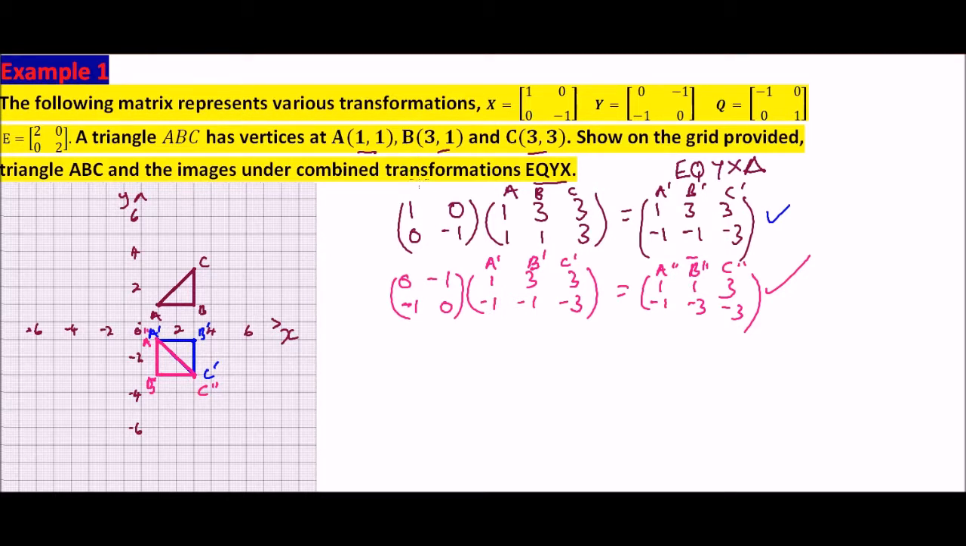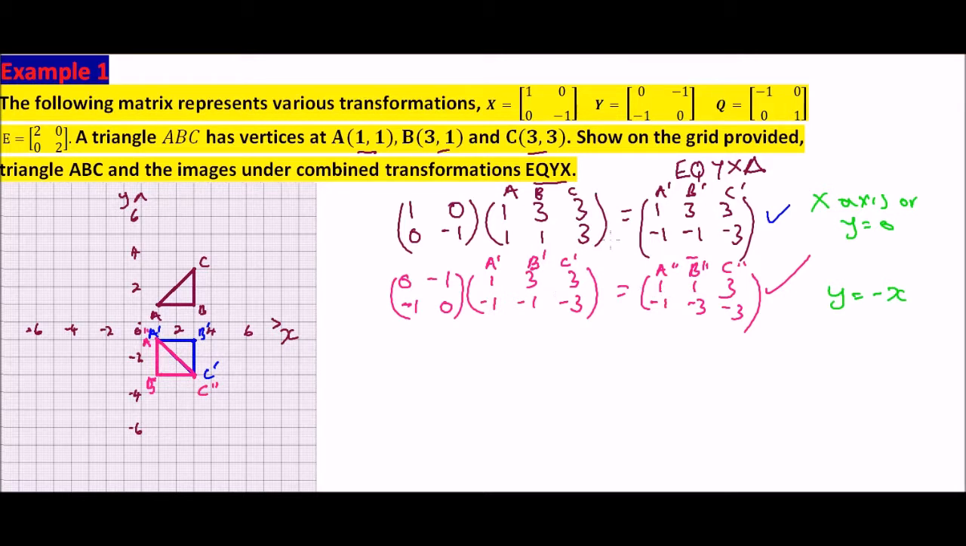which we can clearly see is a reflection through the line y equals minus x, as we had covered. So this is y equals minus x. This one was a reflection in the x-axis, or that is the line y equals 0.